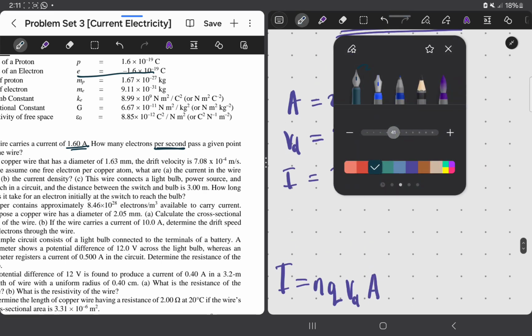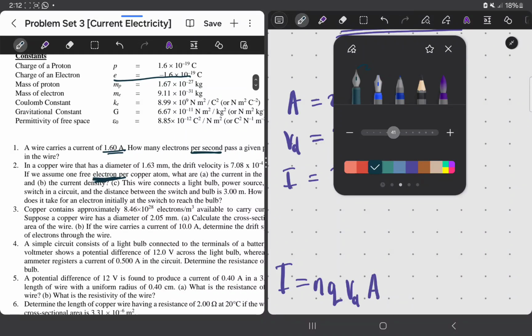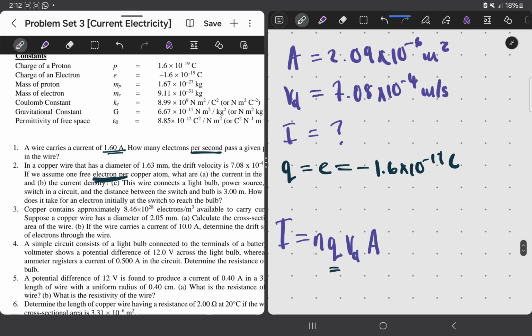Let me go back to the question here. They said a copper wire, blah, blah, blah, one free electron. So we are dealing with the electron, so this Q is the charge of an electron. You can say Q is equal to e, which is equal to negative 1.6 times 10 to the negative 19 coulombs, which is the one we have here. Then what is the only thing which is missing now? It's going to be the N.